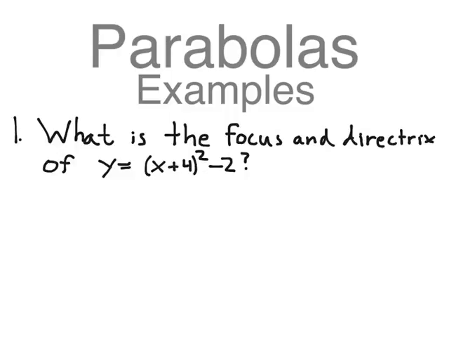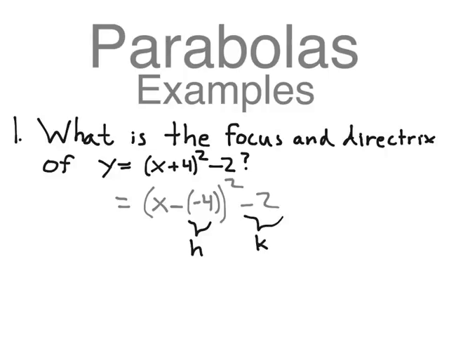We'll now go over examples for the lesson on parabolas. Number 1 asks what the focus and directrix is of y equals (x plus 4) squared minus 2. Well, this is really (x minus negative 4) squared minus 2. And now here, this is the value of h, and this is k.